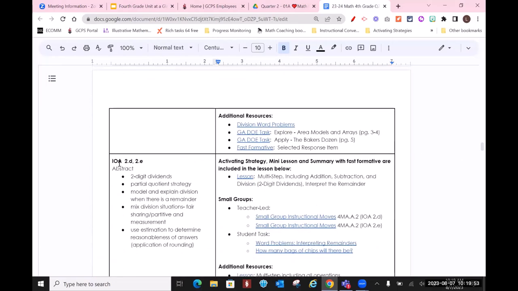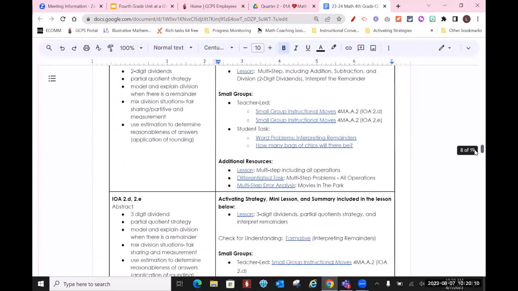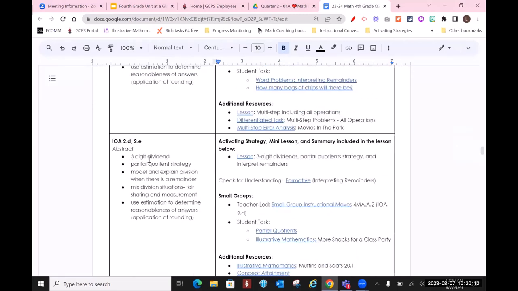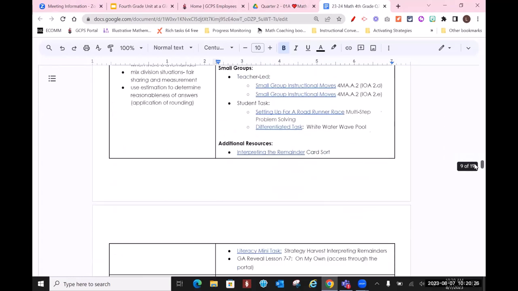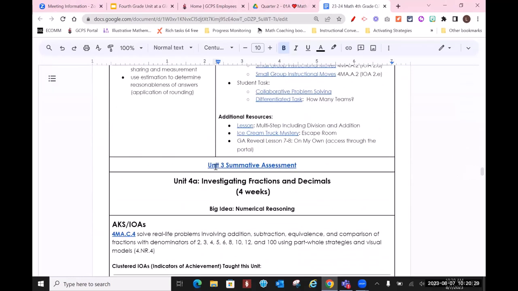And then when we get down to the abstract, you see that we are suggesting moving into that partial quotient strategy. And then you can see also that 2E has been clustered. And so this particular lesson is multi-step, including addition, subtraction, and division. We've also suggested the progression of the dividend. So now you can see we suggested a 3-digit dividend on this day. And that's progressing to a 4-digit dividend and so forth. And at the end of each unit, there is the suggested Unit 3 summative assessment.